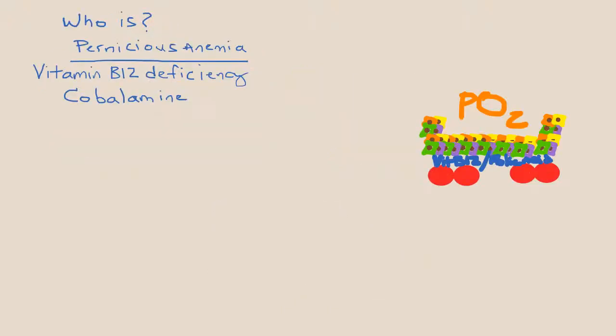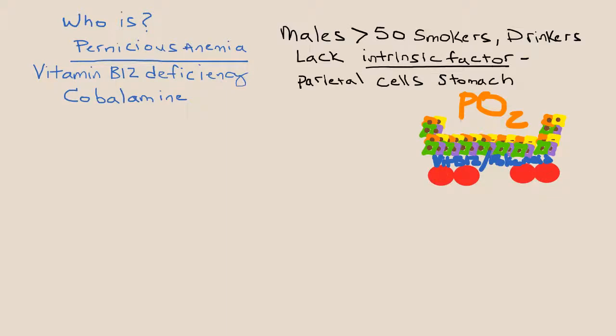Okay, so who is pernicious anemia? We know pernicious anemia is a vitamin B12 deficiency. B12 sometimes is referred to as cobalamin. They might use that on the test. So who is it? Well, males greater than 50s, they're smokers, they're drinkers. They lack the intrinsic factor, which is a glycoprotein produced by the parietal cells of the stomach, and that's necessary for the absorption of vitamin B12 later on in the terminal ileum.